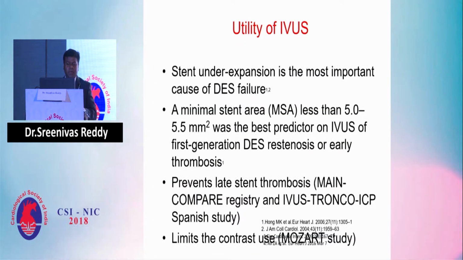So the utility of IVUS: stent underexpansion is the most important cause of stent failure. You have to try to achieve a minimal stent area of at least 5 to 5.5, which is the best predictor by IVUS for first generation stents, for restenosis and early thrombosis. Again, in left main, it prevents late thrombosis in both these studies, and IVUS guided PCI also helps in reducing the use of contrast.